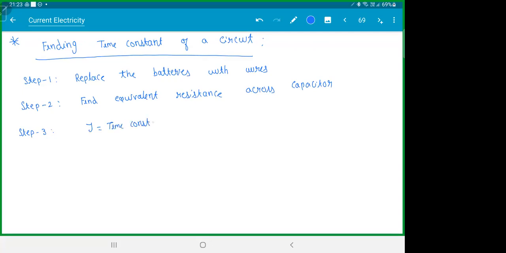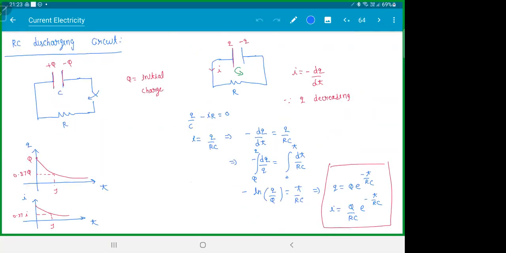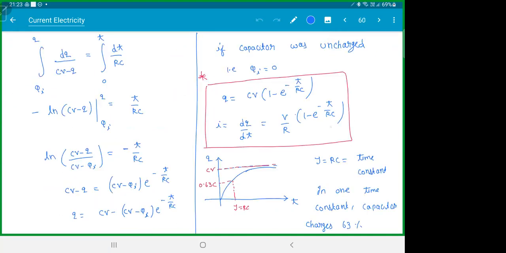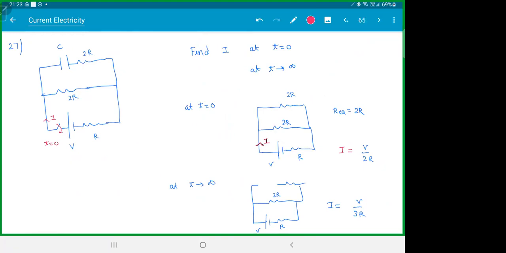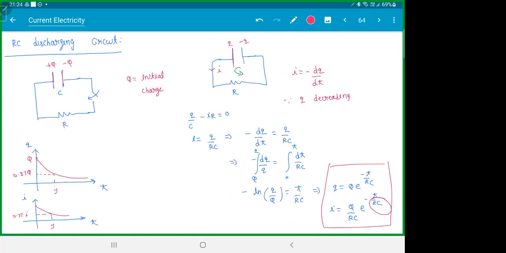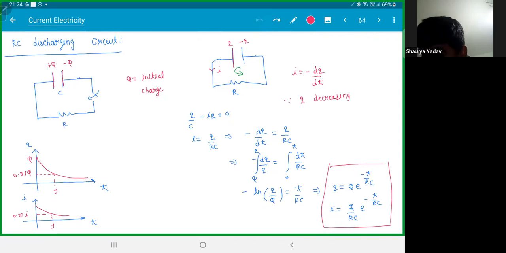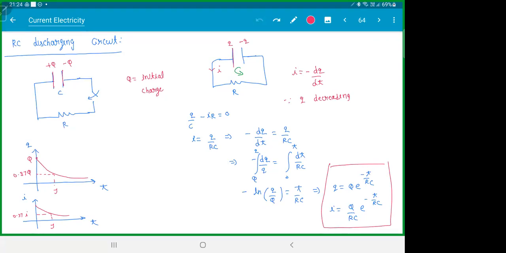Time constant tau. Yeah, this also is important in units and dimensions. Find the dimensions of R into C. Time constant is given by R equivalent into C. Now, why is this working? I'll just tell you a basic idea. If you go back to RC charging and discharging circuit, what is the time constant in the charging circuit? Anyone? RC, right? When I take the discharging circuit, what is the time constant in this? RC. That means if you replace the battery with a wire, charging circuit becomes discharging circuit. Getting it?